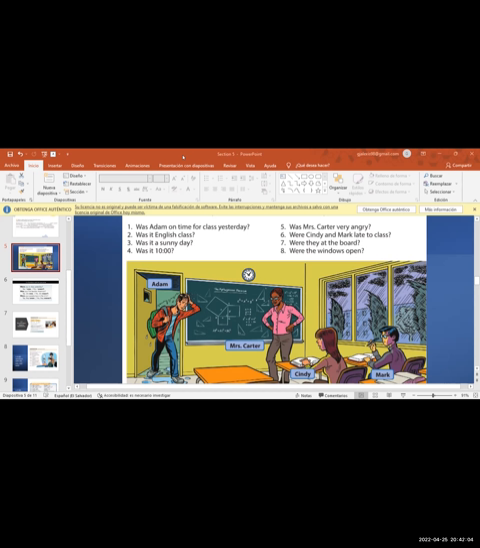Number 8, were the windows open? No, it wasn't. Are you sure? Con la de los windows, ¿estamos seguros que sería no, it wasn't? Como es plural, se convierte en they. No, they weren't. Were the windows open? They weren't. Si fuera solo una ventana, sí usaríamos it, porque sería una cosa en singular. Pero como aquí se pluraliza, windows se convierte en they, ellos o ellas. En el caso son ventanas, sería ellas, ya es plural, por eso usamos they.